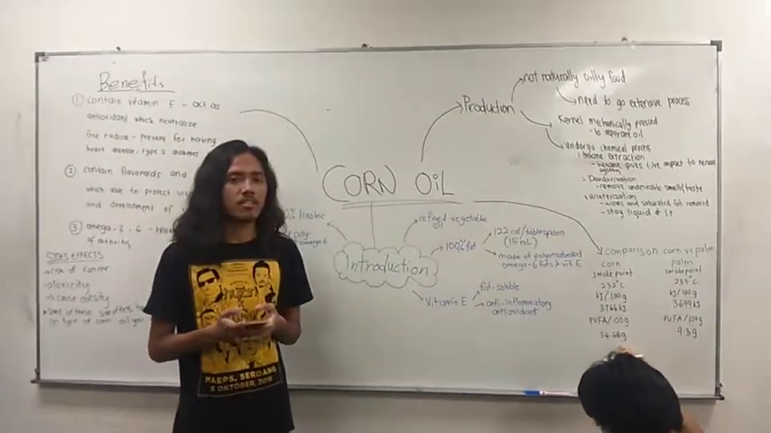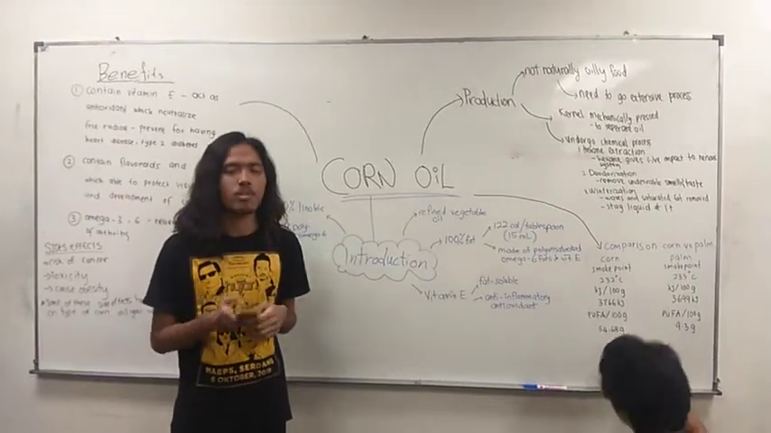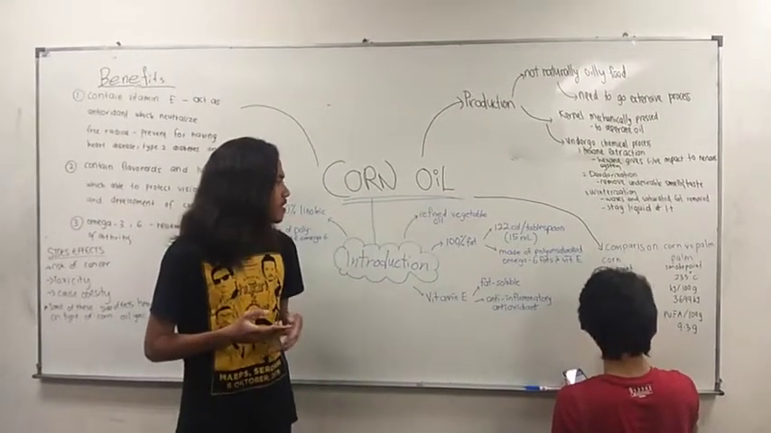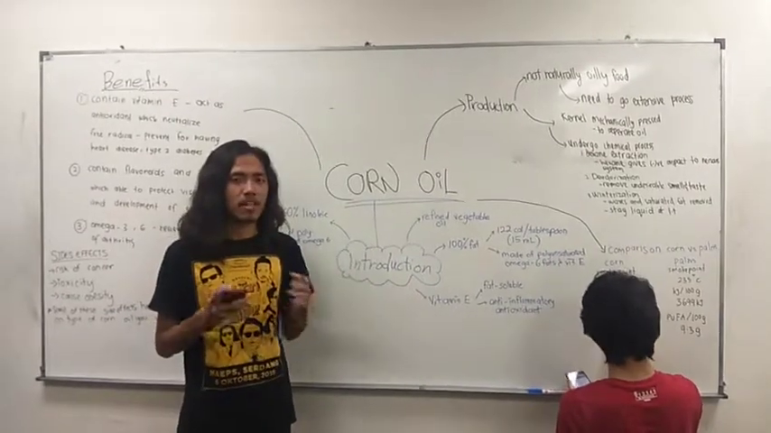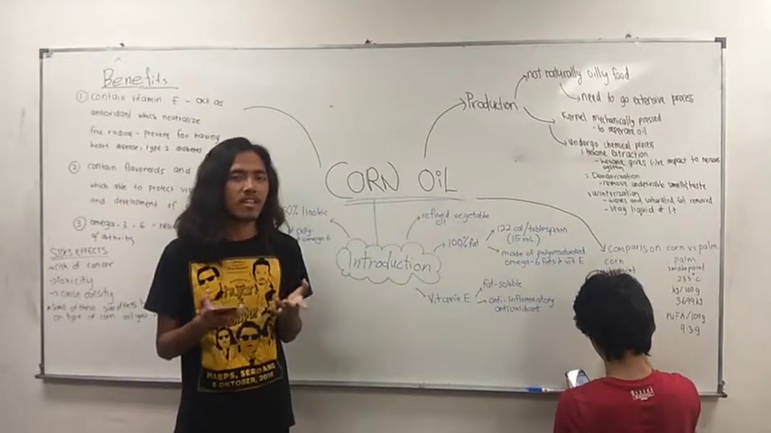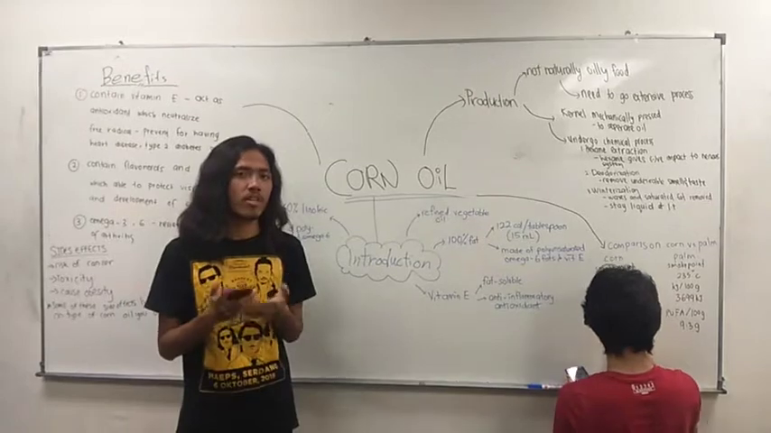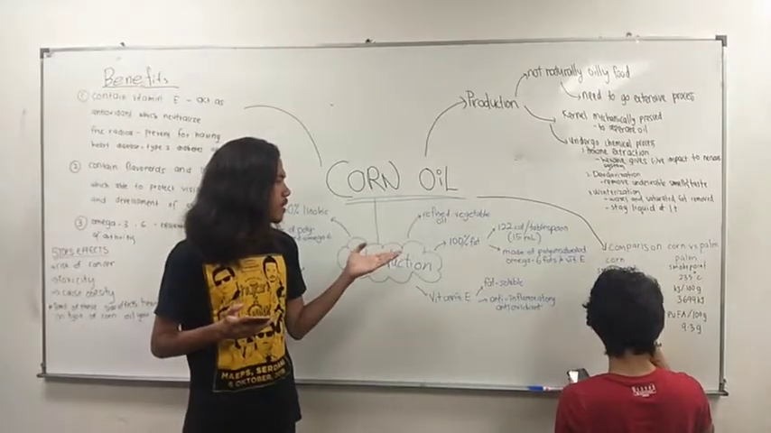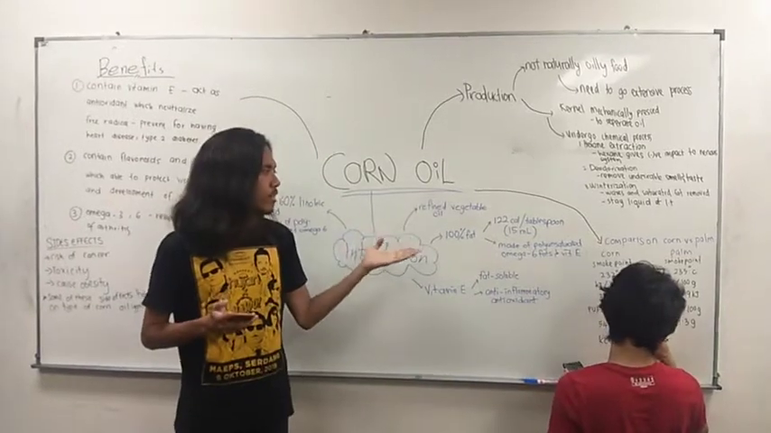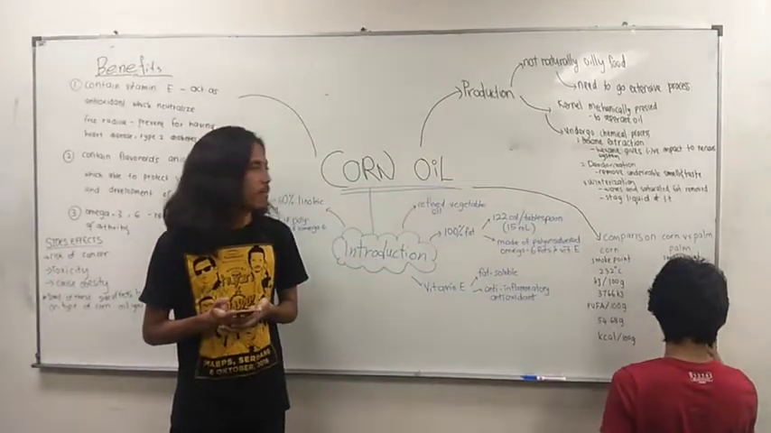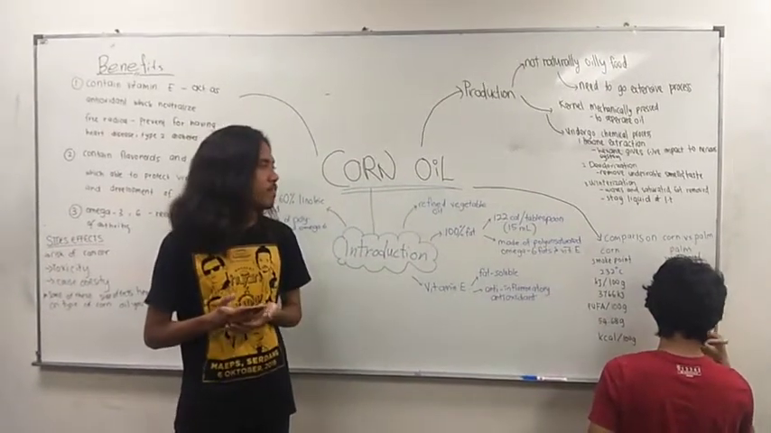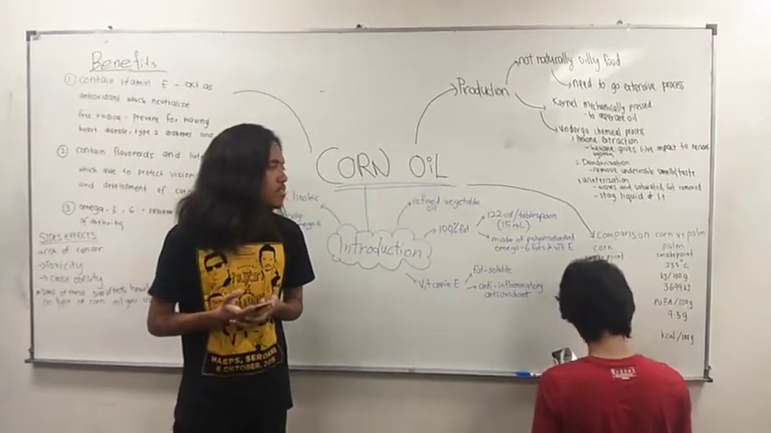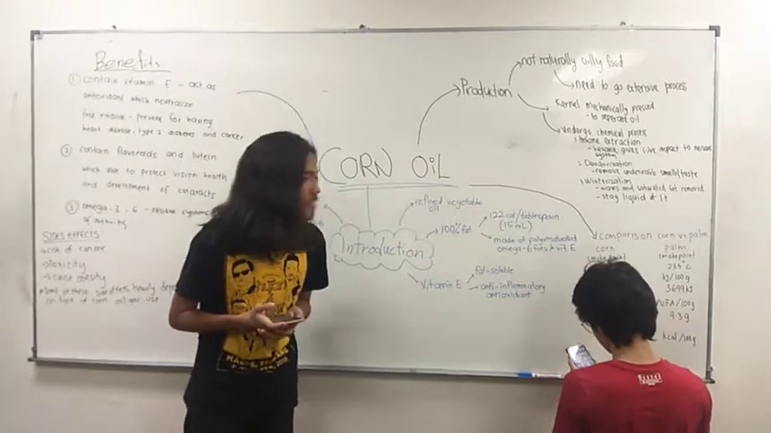Firstly, corn oil is a refined vegetable oil which is widely used in cooking, especially in deep frying. It contains 100% fat, with no carbohydrates and protein at all. Corn oil also contains 122 calories per tablespoon, which is 15 milliliters. And it is made of polyunsaturated omega-6 and vitamin E.